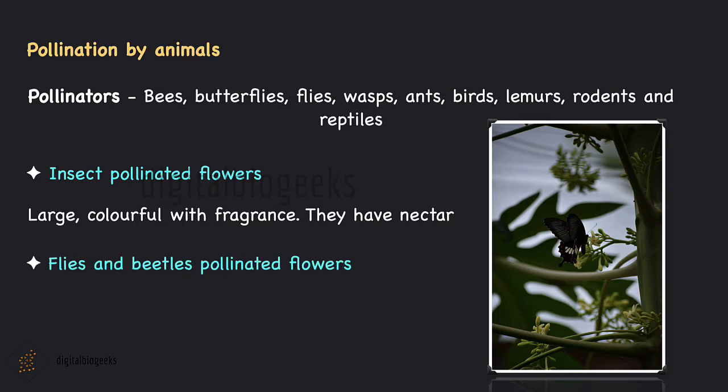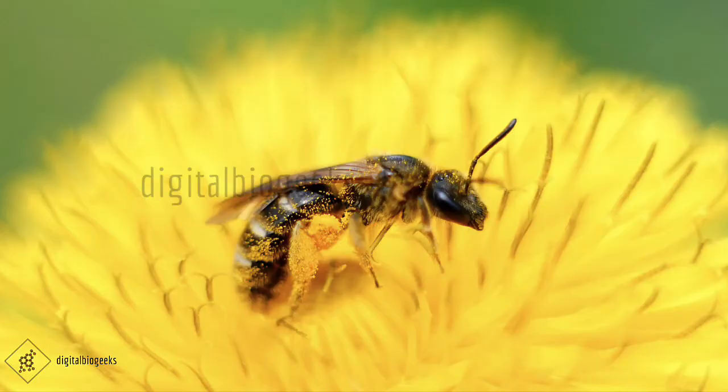Flowers pollinated by flies and beetles secrete a foul odor to attract them. When the animal pollinators come to have nectar from the flowers, the sticky pollen grains will stick onto their bodies. When these animals visit another flower for nectar, the pollen grains attached to their body will fall onto the stigma of that flower. Hence, pollination will happen. These pollen grains and nectar are actually rewards for the visiting animals.